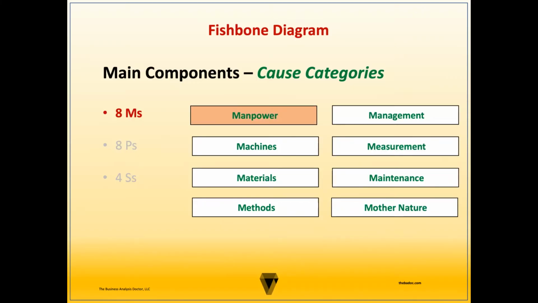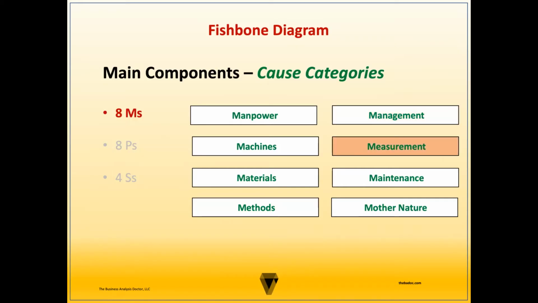Manpower refers to the people involved in the process. Machines are the equipment and tools used in the process. Materials identify the raw materials, components, and supplies within the related process. Methods are the procedures and processes followed in the organization. Management considers the leadership and decision-making aspects of the related process.